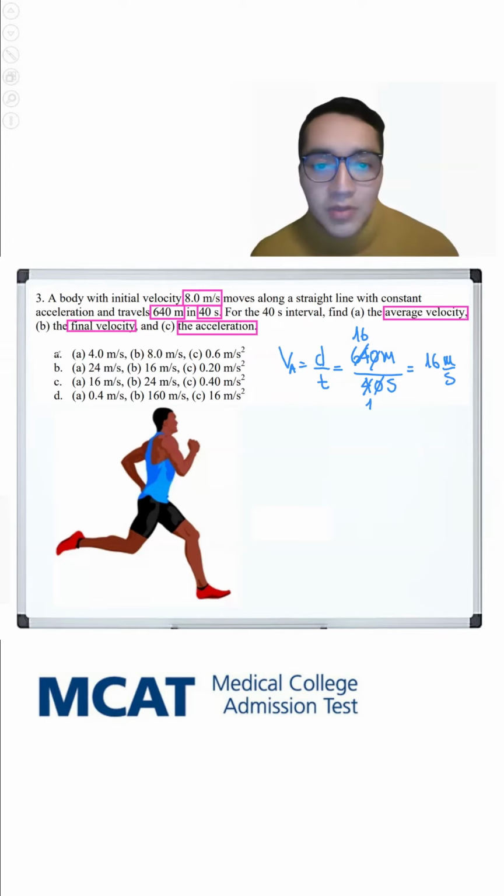I have the options A, B, C, and D. So the only answer with 16 meters per second is C. But I can verify the other answers with the next step calculation. In the next step, I can calculate the acceleration and the final velocity.